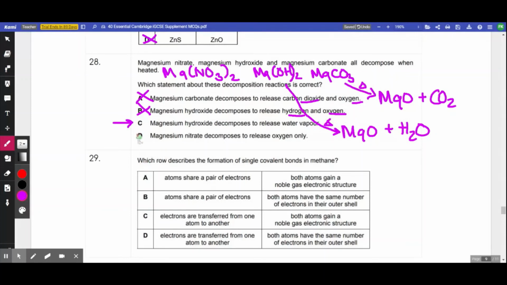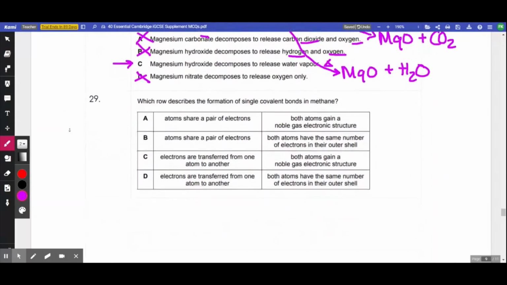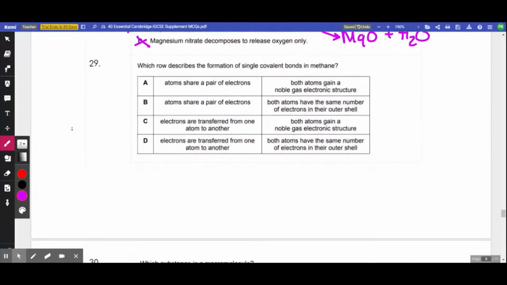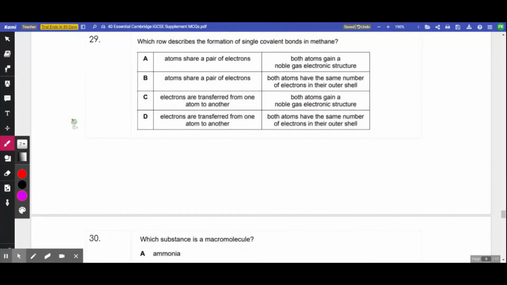Then you've got the other choice, which is wrong. Magnesium nitrate decomposes to release oxygen only. It's incorrect because there are actually a series of nitrous oxides that is released when you heat magnesium nitrate under very high temperature conditions. Let's move on to question number 29.